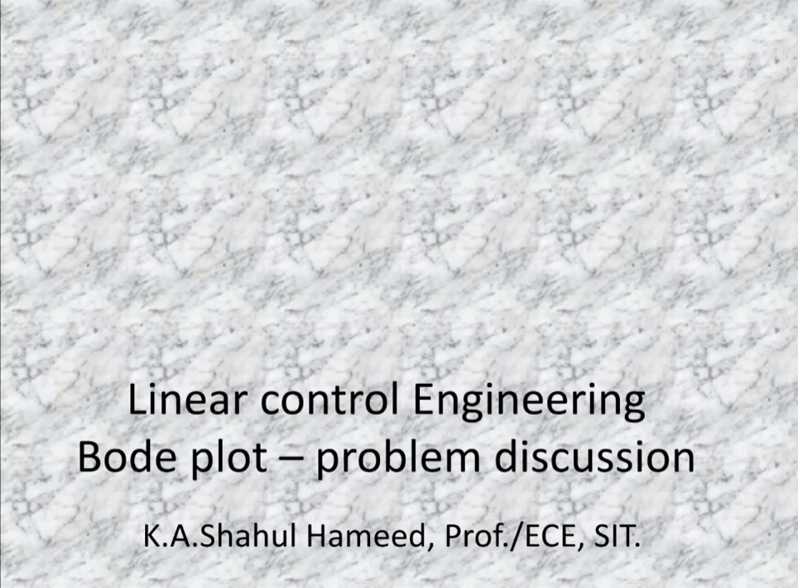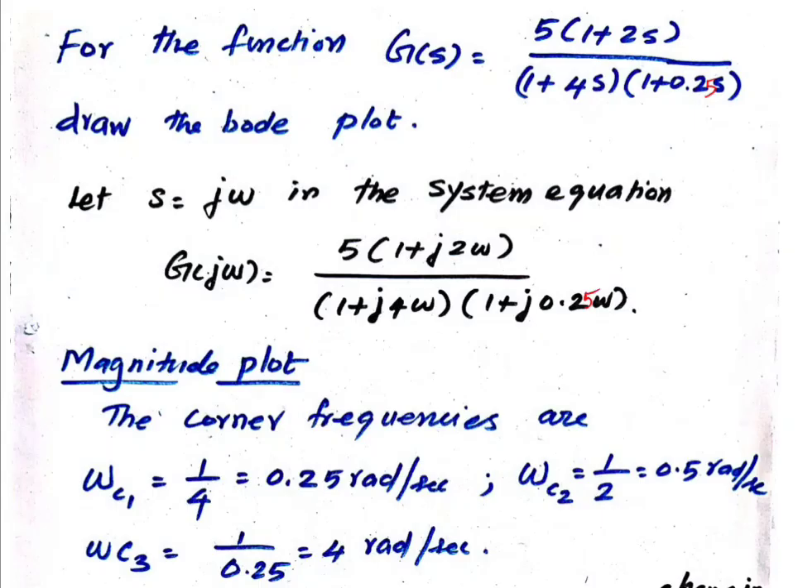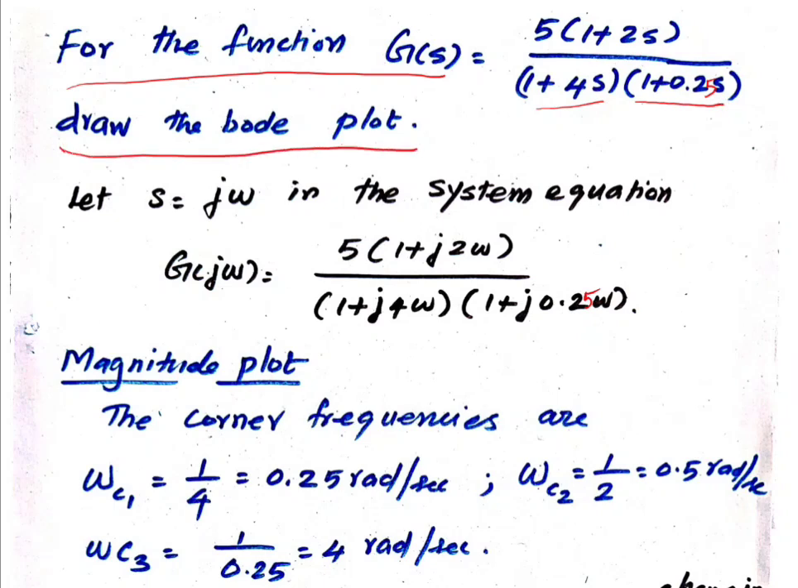This session we are going to discuss Bode plot under linear control engineering, and we are discussing a problem. First I will read the problem statement. For the function G(s) = 5(1 + 2s) / ((1 + 4s)(1 + 0.25s)), draw Bode plot. This is the problem statement. So we have to draw Bode plot.